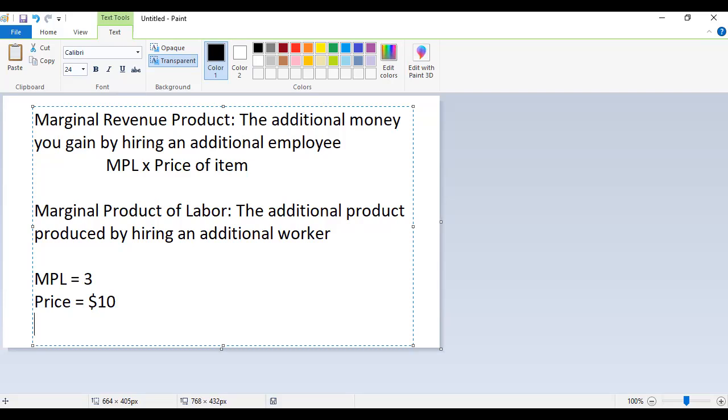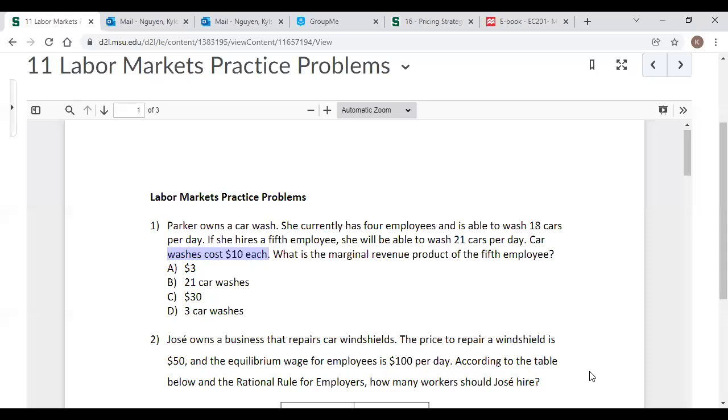And so if marginal revenue product is MPL times price, then let's plug these 2 numbers in. 3 times 10 equals 30. And that's also our answer. So in this case, the answer would actually be C. So it's 1C. Does anyone have any questions about how I got that?